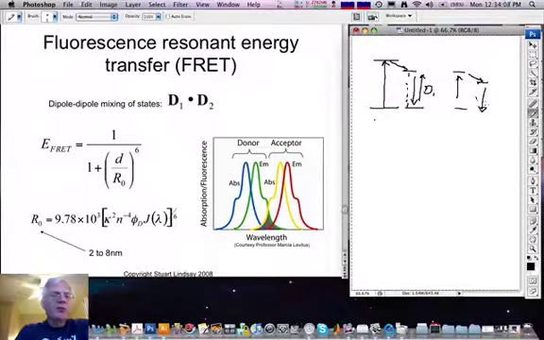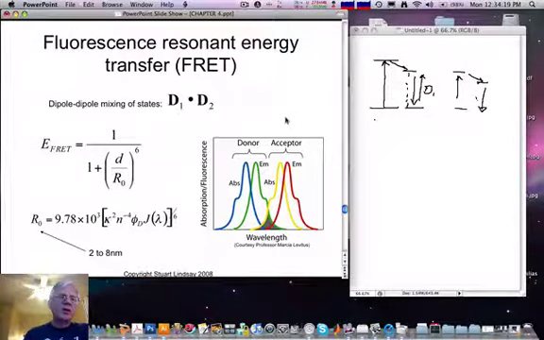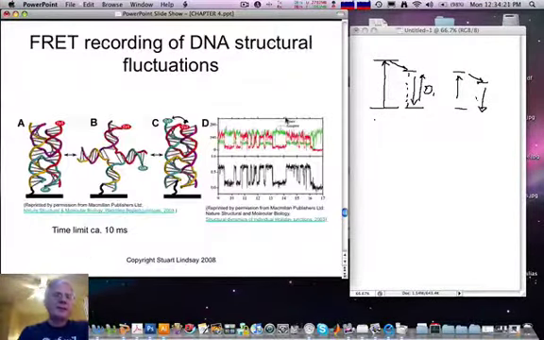However, there are all sorts of parameters that affect it and the way in which the dyes overlap with one another. So as an absolute spatial ruler, FRET is still a questionable technique, but as a way of saying are two things near or far, it is fantastic. This slide here shows an illustration of the use of a FRET.